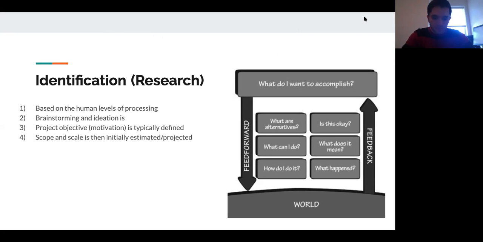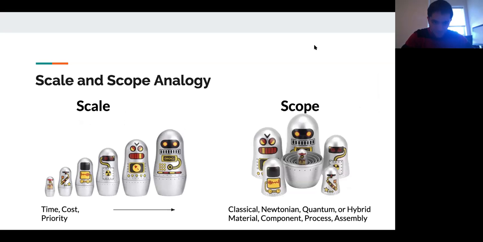It's really important here to understand the levels of processing that the designer must make, which also coincides with any human's processing levels. I also introduced the idea of scale and scope and an analogy for it, to hammer it in, right?